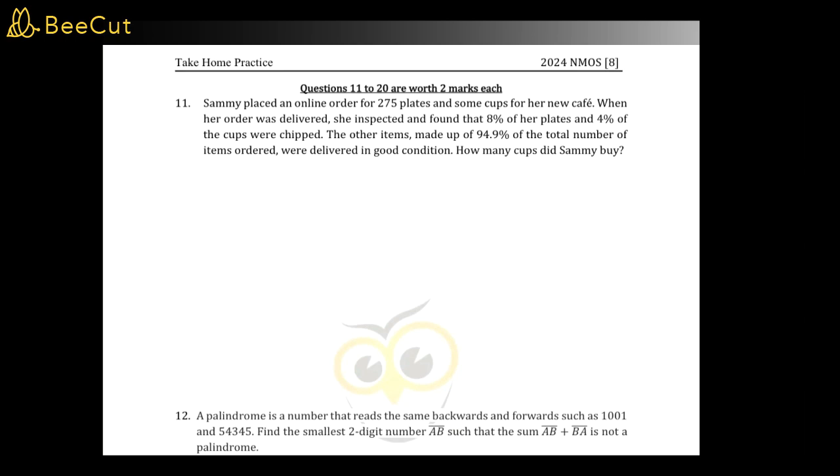Now, question 11, there are 275 plates and some cups. So we know that 8% of the plates and 4% of the cups were chipped. Let's say we let the number of plates be 275, and the number of cups be 1U.